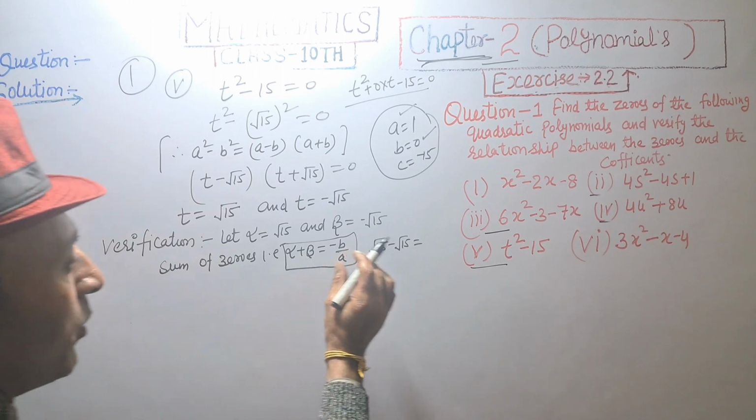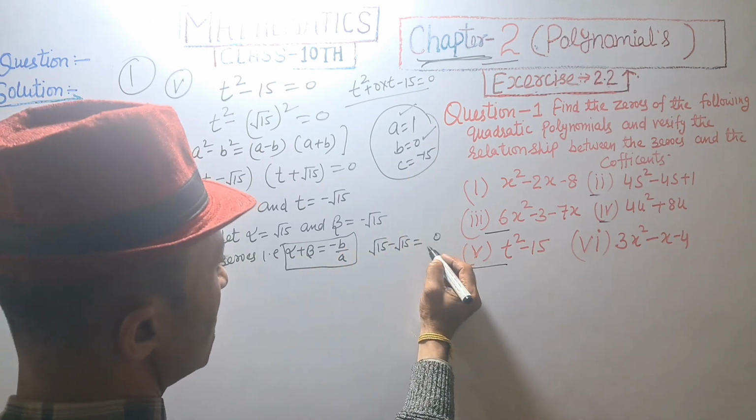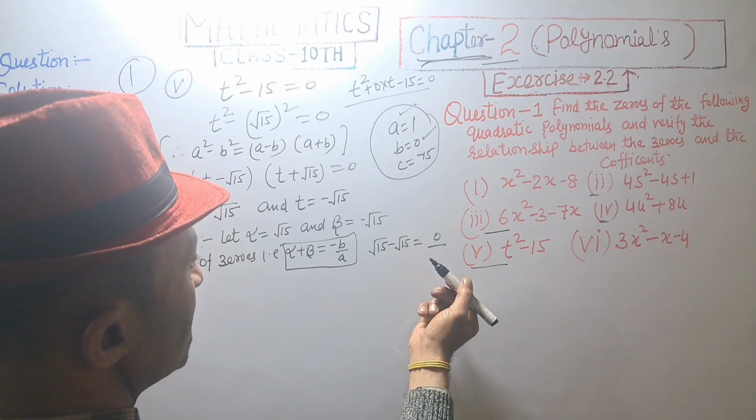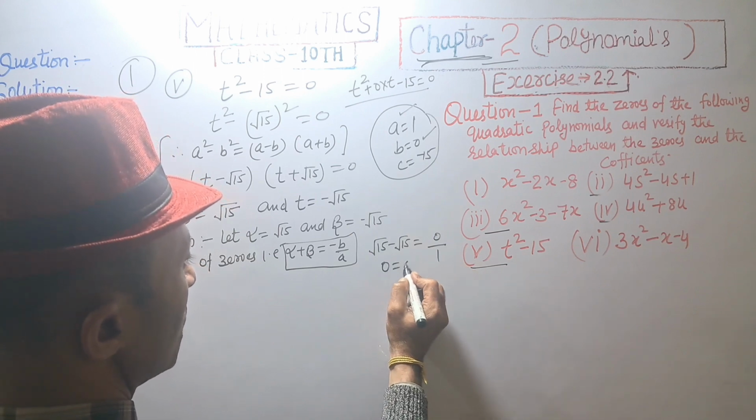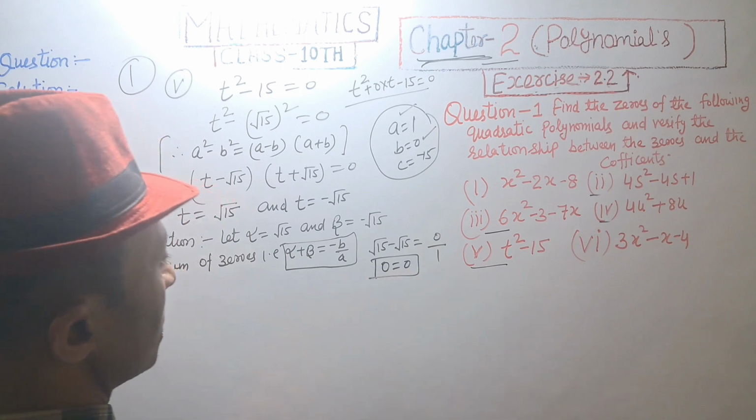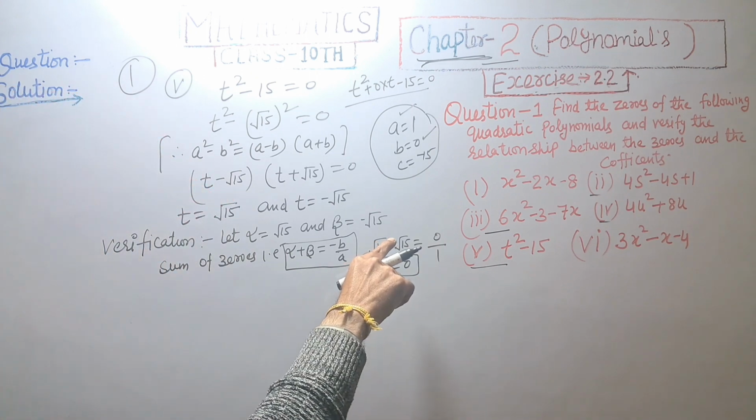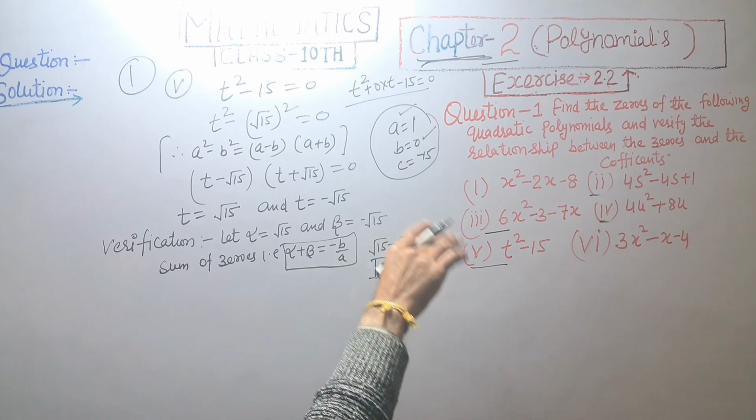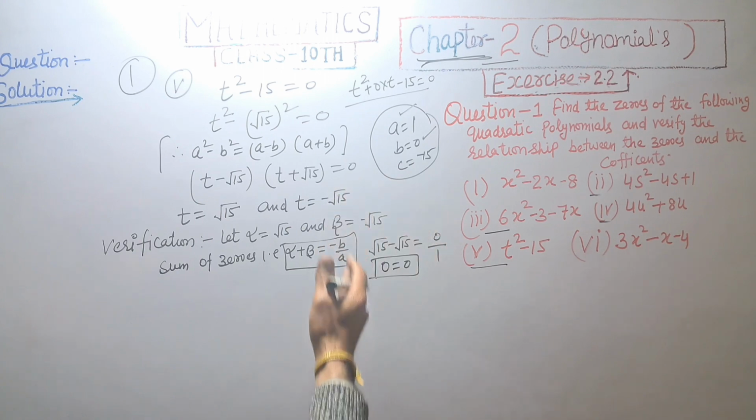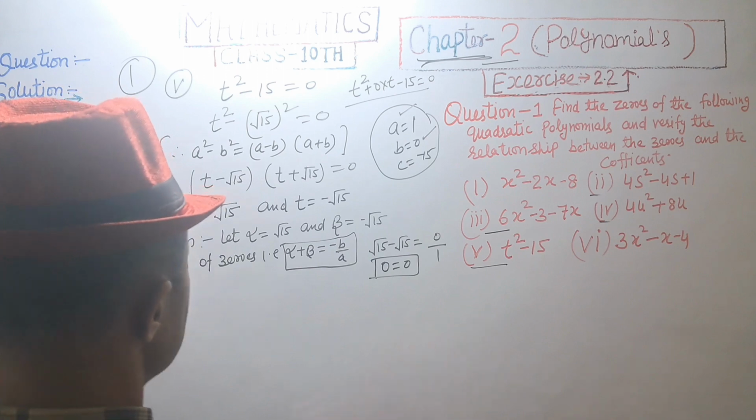Alpha plus beta equal to minus b, 0, value of b is 0, upon a is 1. So 0 equal to 0. Root 15 minus root 15, that will be 0, and 0 divided by something, that will be 0. Left hand side equal to right hand side, hence verified.